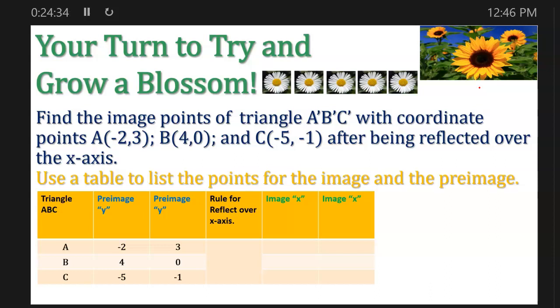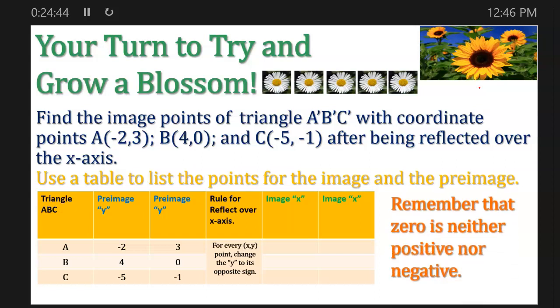Okay, so the rule for reflecting over the x-axis is for every x, y point, change the y to its opposite sign. So when you list the new points, you're going to list them like this, and notice the y there is now a -3 instead of a +3 on the A. The 0 did not change signs because 0 is neither positive or negative, so that point will still be a 0 for the y value. However, the -1 did change to a +1 on the point C there.